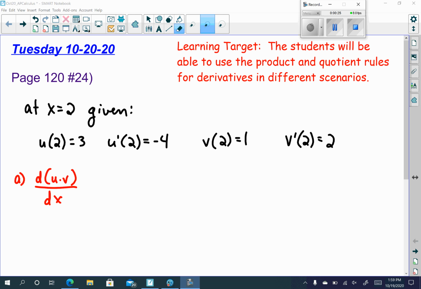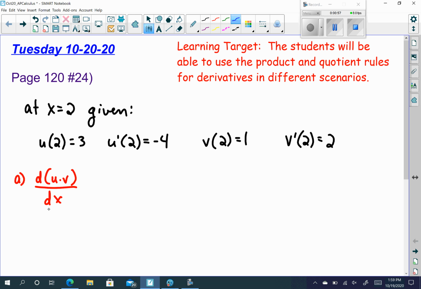All right, so off of page 120 in your book, I'm just going to read the directions for you, but you can copy everything down here. There's 4 parts that we're going to go through. But the directions here say, suppose u and v are functions of x that are differentiable at x equals 2, and that u of 2 is equal to 3, u prime of 2 is equal to negative 4, v of 2 is equal to 1, and v prime of 2 is equal to 2. We're going to find the values of the following derivatives at x equals 2. So make sure you copy down everything that's given here. And keep in mind it's at x equals 2.